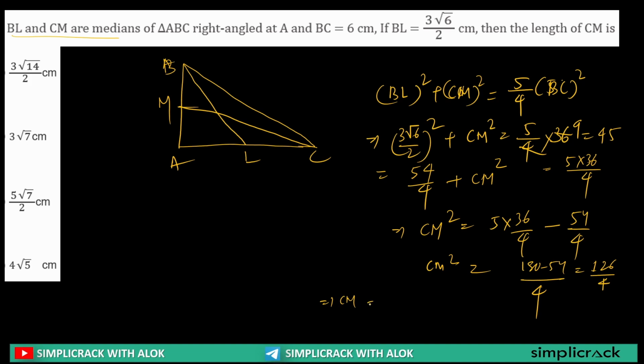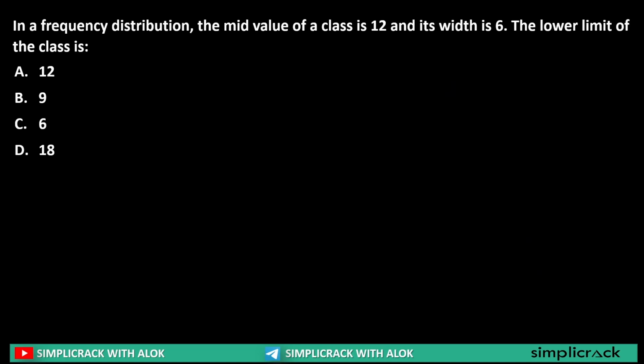So cm will be square root of 126 by 4 divided by 2. So either this one can be the answer or this can be the answer. So the answer will be 3 root 14 by 2. We can simply check through the options.